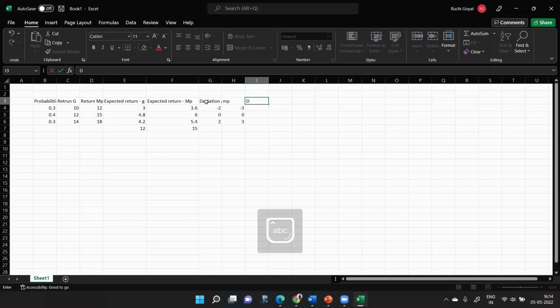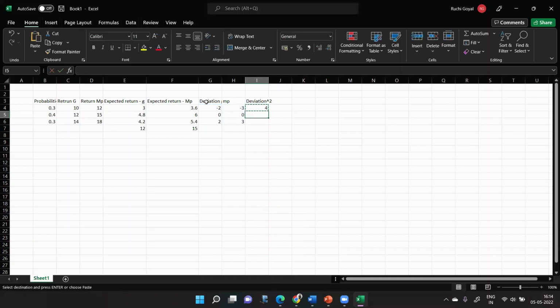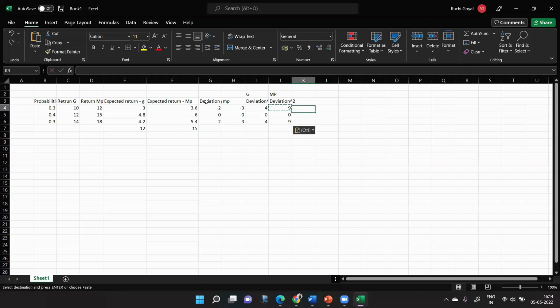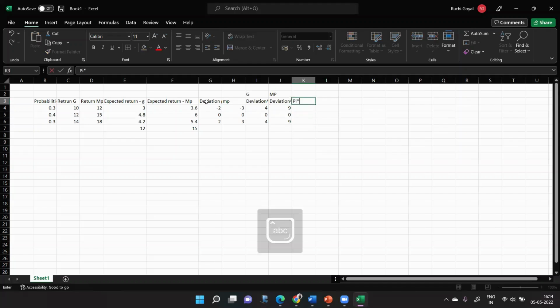What was the next step? Squaring the deviation. Similarly, this is for G. Now I'll do the square of the deviation for the market portfolio. Then the next step is P_i into the square of the deviation.